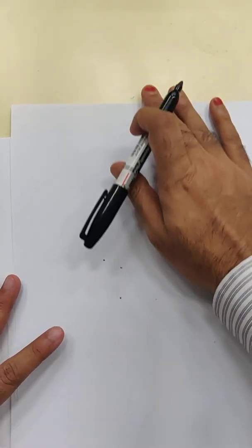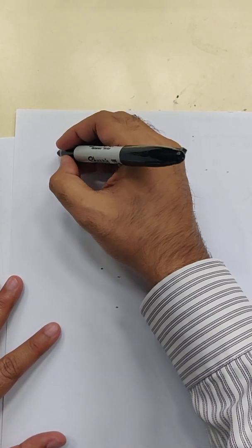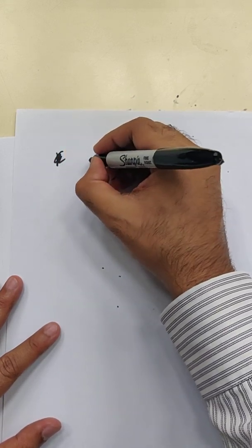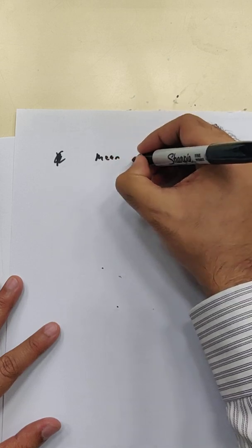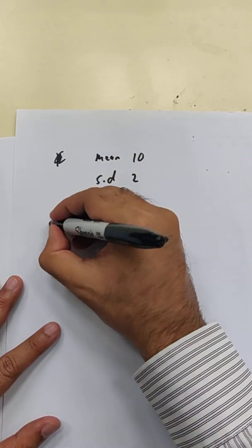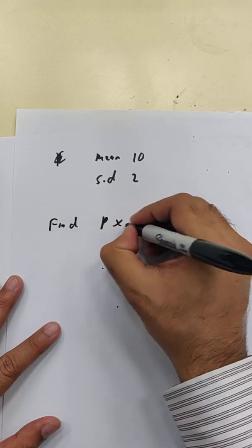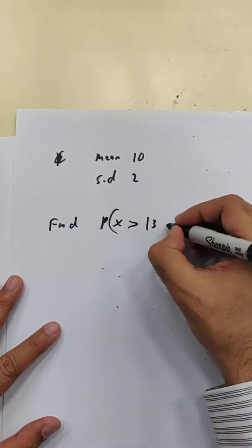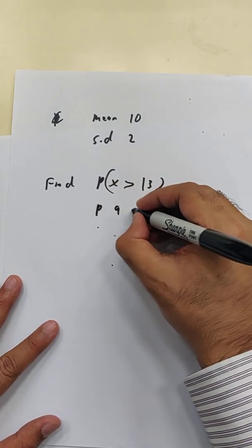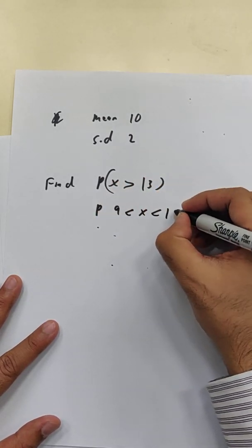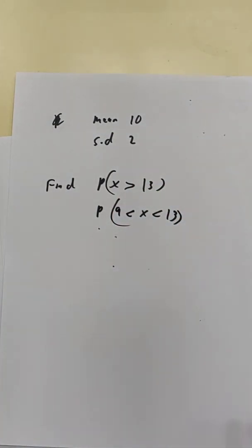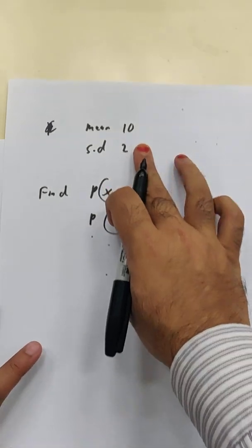I'll do this one, Example 3, where we're given that the mean is 10. The standard deviation is 2. Find P(X more than 13). And P(9 < X < 13). Okay, sorry, I'm going to go a bit fast because we're running out of time.